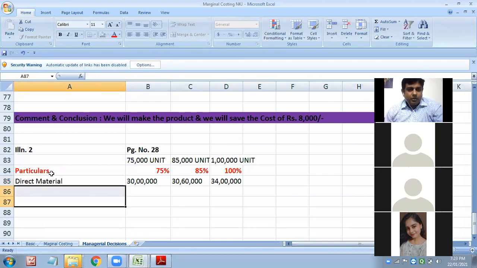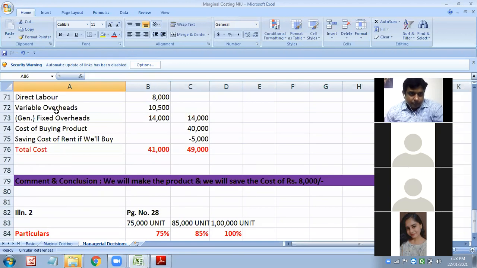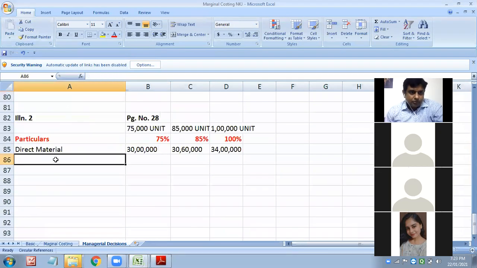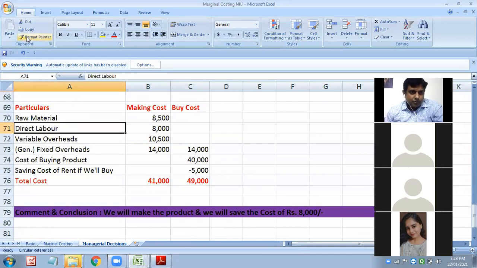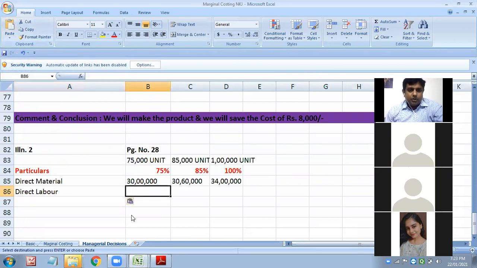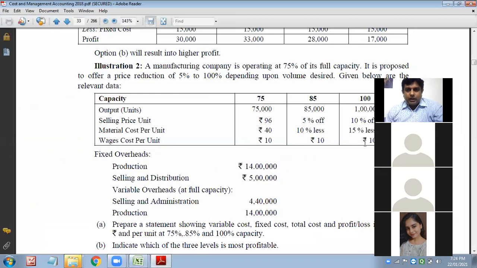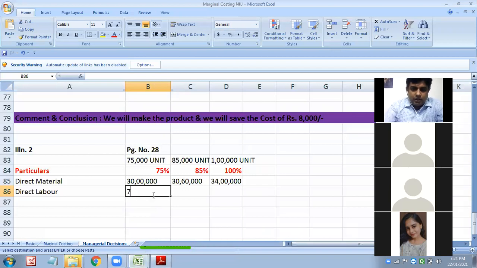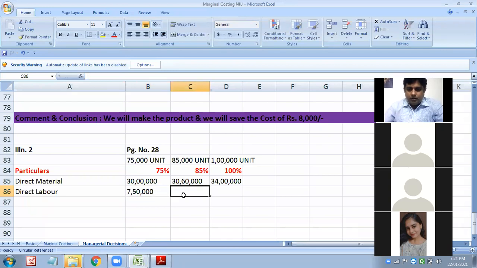So what is the cost of labor? Direct labor cost is given as 10, 10, 10. Am I right? So it is very simple for me to calculate. It will be 7,50,000, it will be 8,50,000, and this will be 10 lakhs. Am I right, dear student?